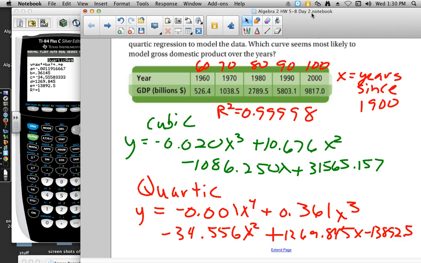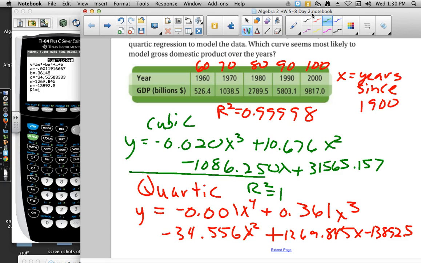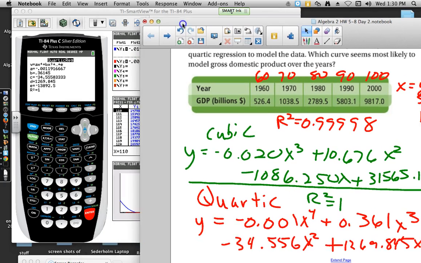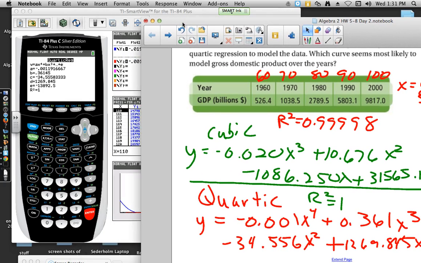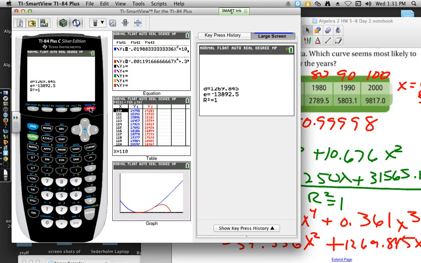And now we keep reading, and it says which curve most likely would we use? You know, which one would we think is going to be the best fit? And I look at my quartic, and up in the screen there, I see that r squared actually came out to a perfect 1 for the quartic model. Well, let's graph it. So far, mathematically, we would pick the quartic. That one is a perfect fit for regression.